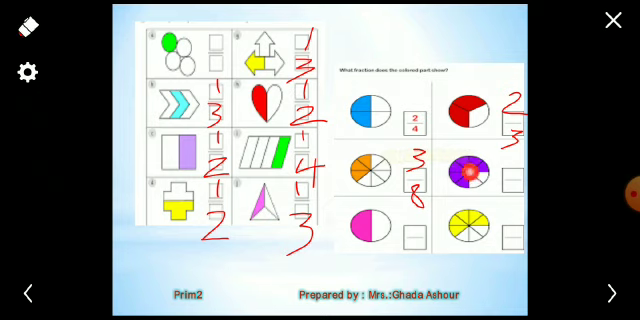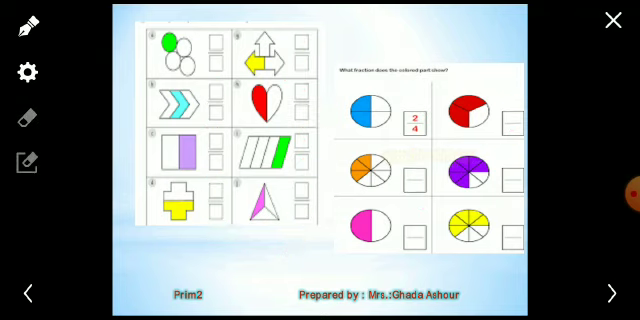What about that circle? Let's count all parts. 1, 2, 3, 4, 5, 6, 7, 8. So write 8 here. Okay? Here 8. But count the colored parts. 6, of course, so it's 6 over 8.